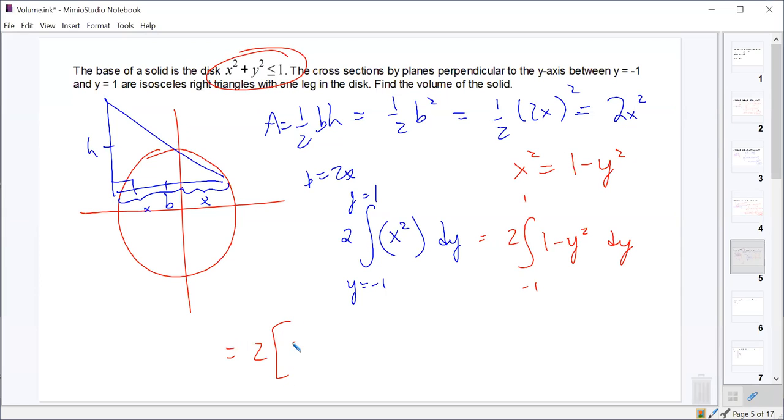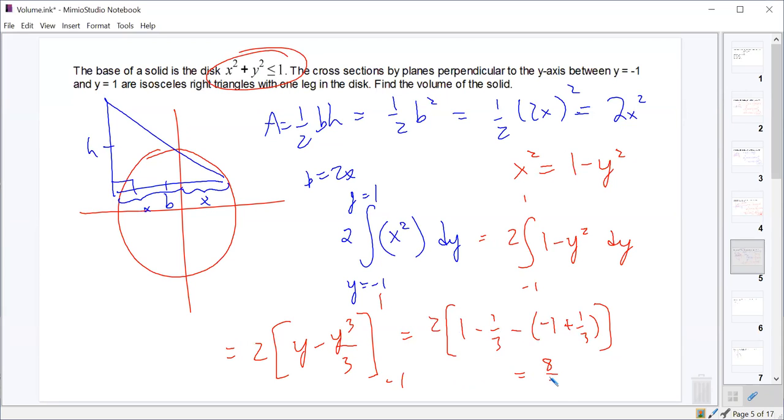Or 2 times y minus y cubed over 3 from -1 to 1. Or 2 times 1 minus a third, minus -1 plus a third, which gives us what? That's 2/3 plus another 2/3, 4/3 times the 2. And this time I don't think I gave you specific units, so we'll call it 8/3 units cubed. Good?